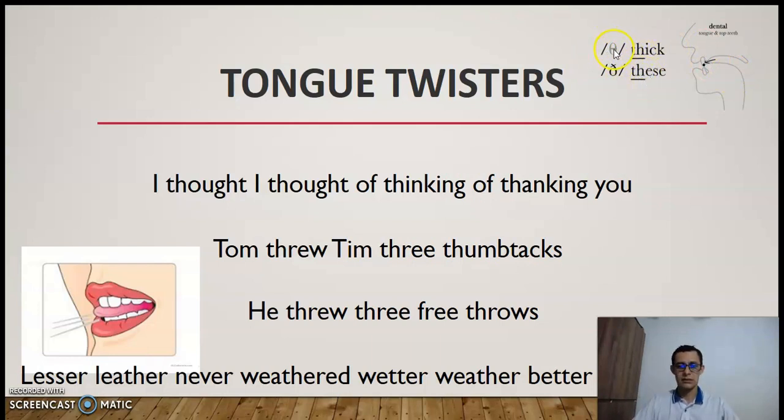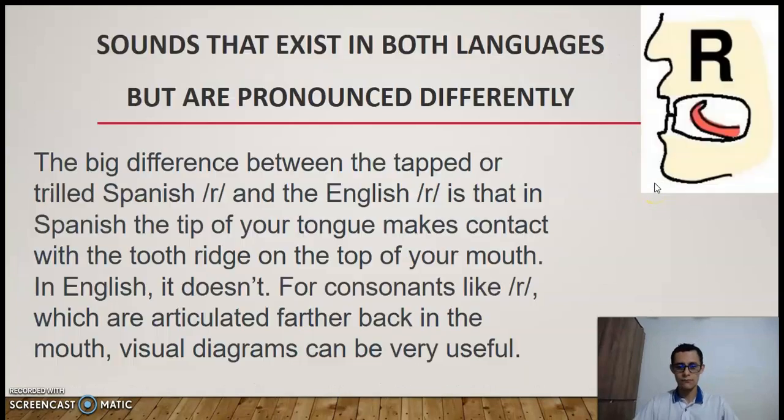Okay, here you have another two examples, like thick and these. Remember, this is unvoiced, thick, and this is voiced, like these. Okay, so next one, sounds that exist in both languages, but are pronounced differently.